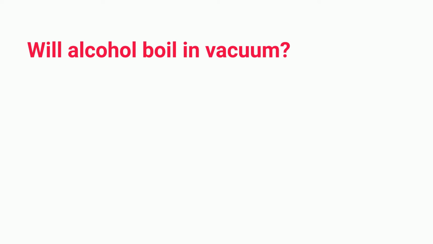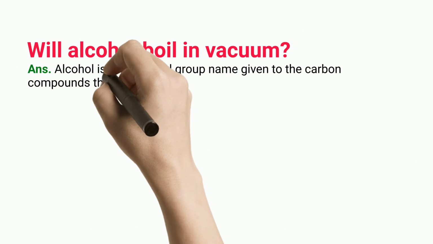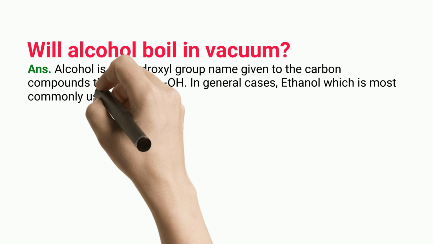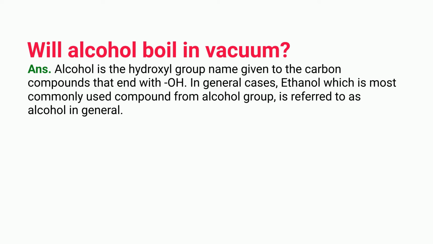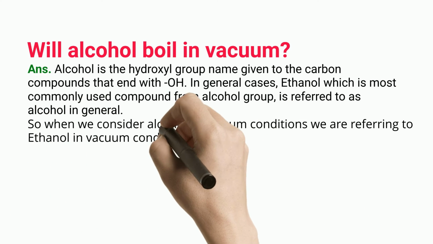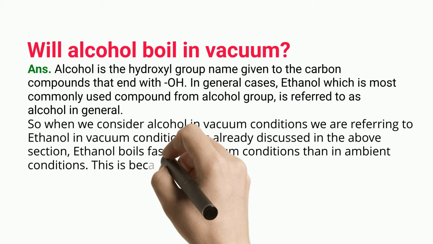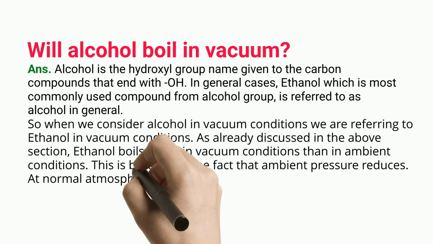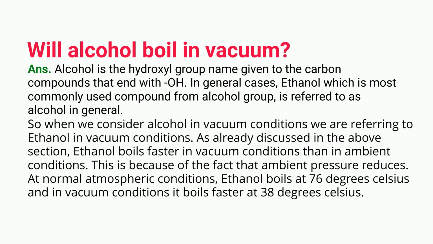Will alcohol boil in vacuum? Alcohol is the hydroxyl group name given to the carbon compounds that end with OH. In general cases, ethanol, which is the most commonly used compound from the alcohol group, is referred to as alcohol. So when we consider alcohol in vacuum conditions, we are referring to ethanol in vacuum conditions. As already discussed in the above section, ethanol boils faster in vacuum conditions than in ambient conditions. This is because of the fact that ambient pressure reduces. At normal atmospheric conditions, ethanol boils at 76 degrees Celsius, and in vacuum conditions it boils faster at 38 degrees Celsius.